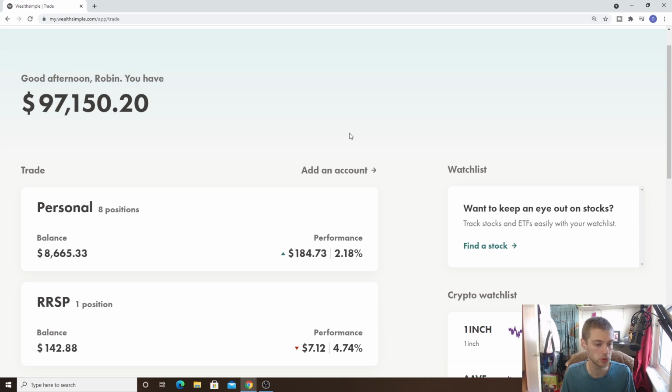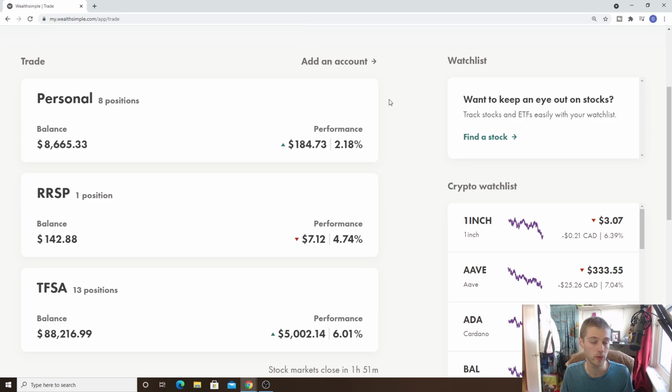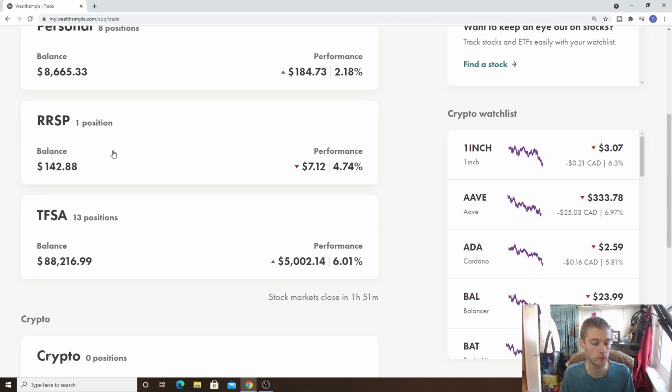This is split across a couple different portfolios. So I'll just go over these really quickly so you guys can see. The first portfolio we have is our personal account, which is basically our more active account that we've been trading with recently. It's got a balance of $8,665. Our second one is our RRSP, which is our growth-based portfolio that we just started on the channel. If you guys missed that, check out my last video.